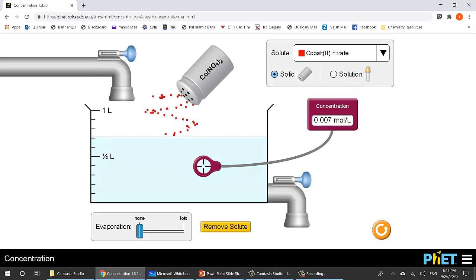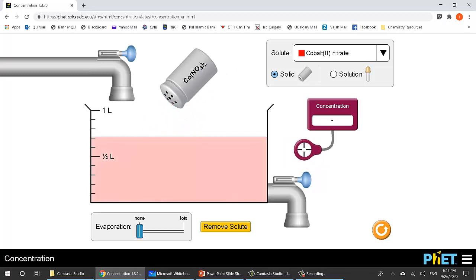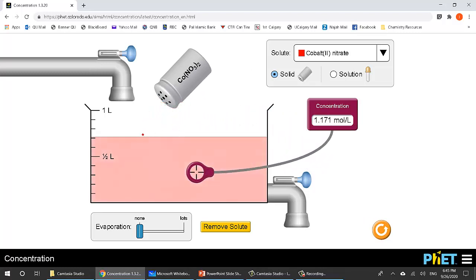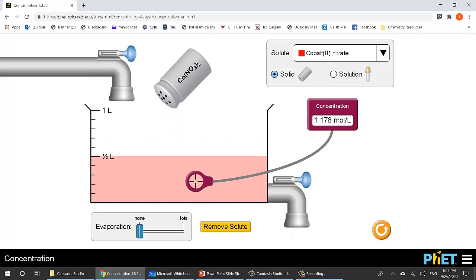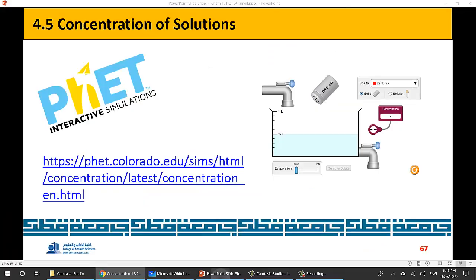I'm going to shake this and add some cobalt nitrate, and you see the concentration is increasing in the meter. If you move the probe away and add more, nothing will happen because the probe has to be in the solution. I'm adding more, and this number is increasing. You can decrease the amount of water or increase it, and you can even evaporate the water. So you can play with this at home to understand more about how concentration works.